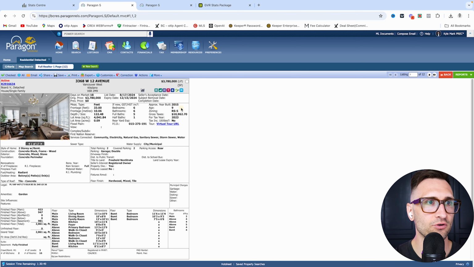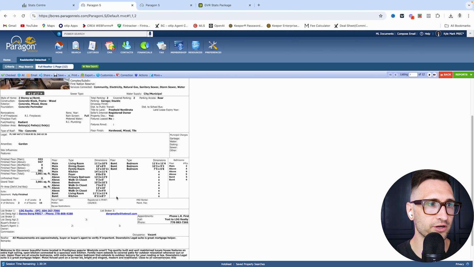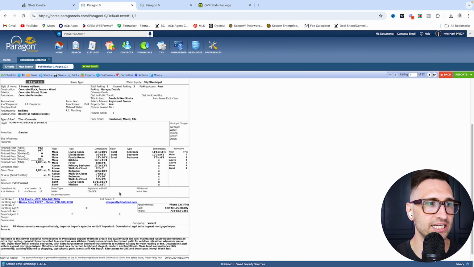So this is a 9-year-old home. It is on just over a 4,000 square foot lot, so very similar to the lot size of Vancouver's East. 6-bedroom, 6-bathroom, 2,861 square feet. It has two kitchens, so you have a mortgage helper here. This is listed by LDG Realty.